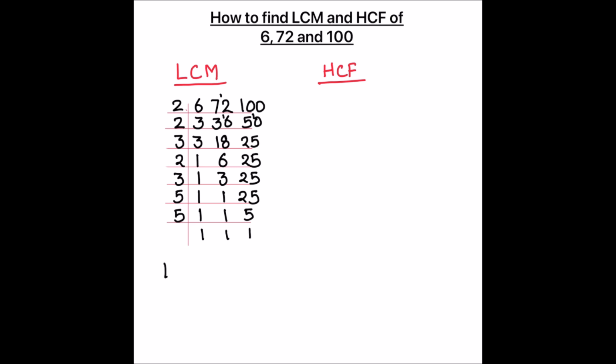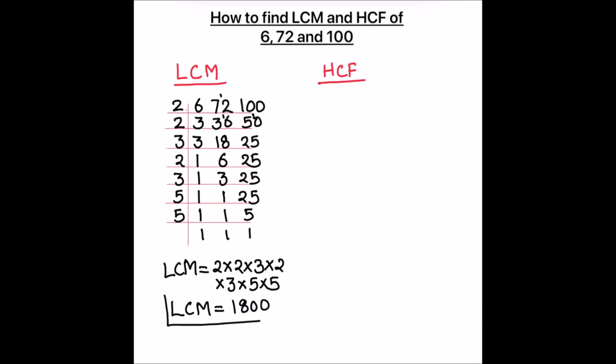To find the LCM, we are going to take the product of all the numbers on the left hand side of the ladder. So 2 times 2 times 3 times 2 times 3 times 5 is the LCM of the three numbers. So the LCM of the three numbers is 1800. So this is how we find the LCM of the three numbers.